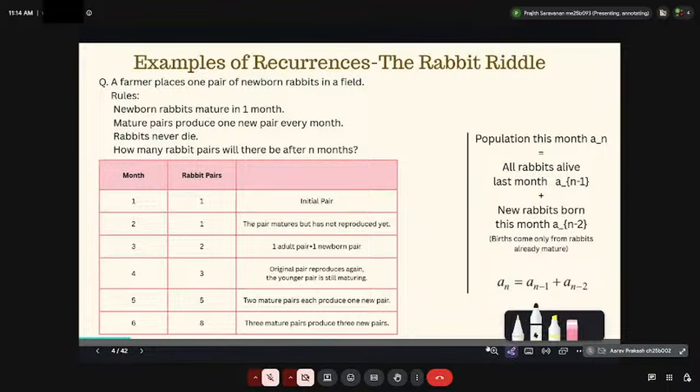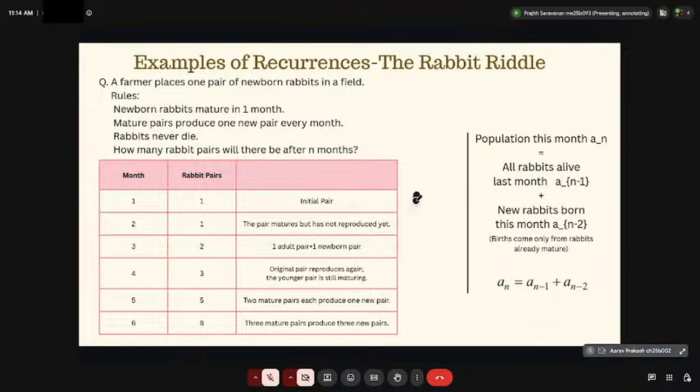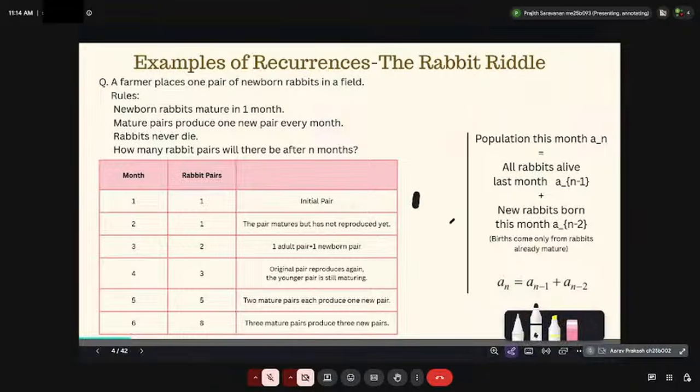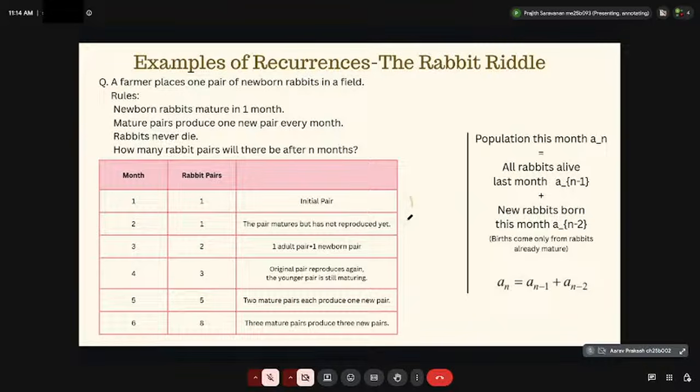So let's model this one. In the first month, there'll be one pair, which is the initial pair kept by the farmer. I'll circle the pair if it matures. In the second month, this pair will mature, so we can circle it. Now it has not reproduced yet. In the third month, this pair will reproduce. This pair remains and it'll have an offspring. So there'll be two pairs at the end of month three.